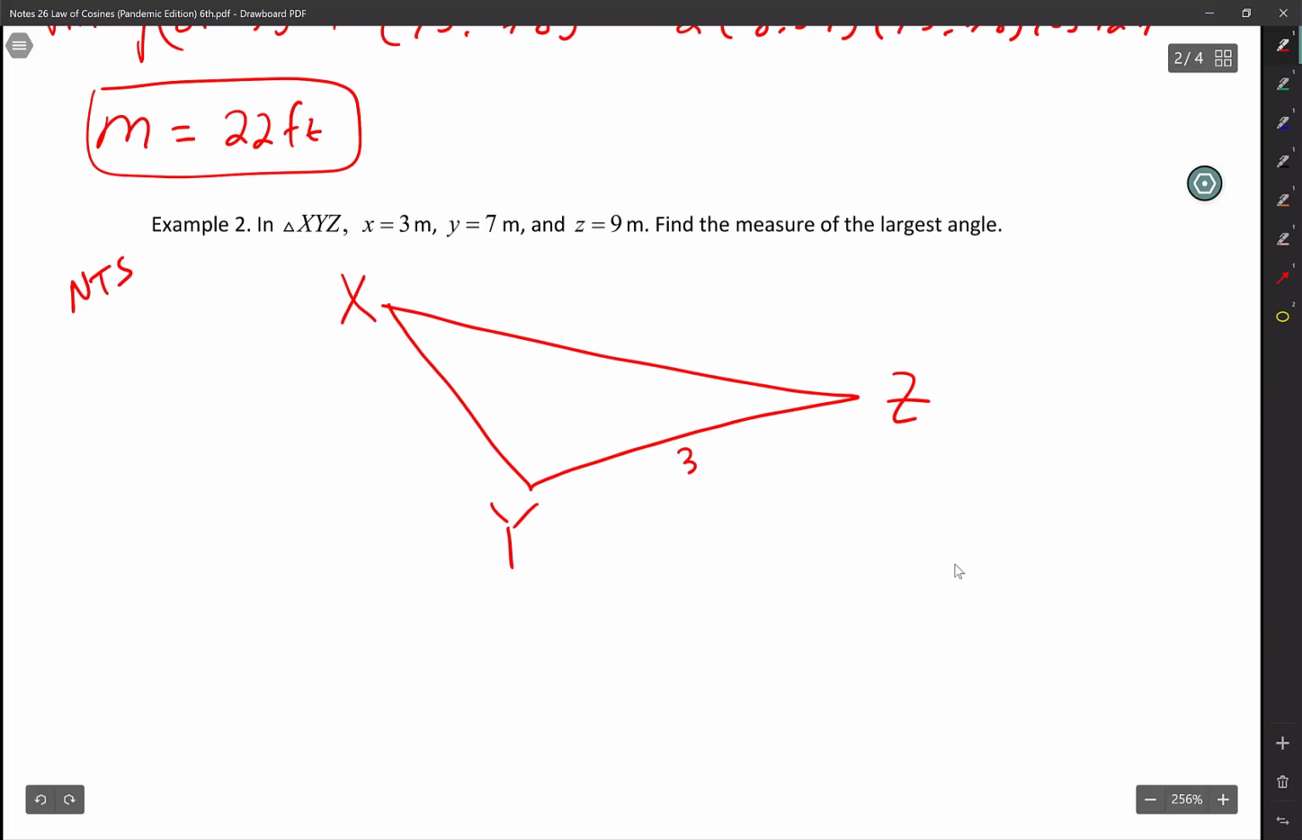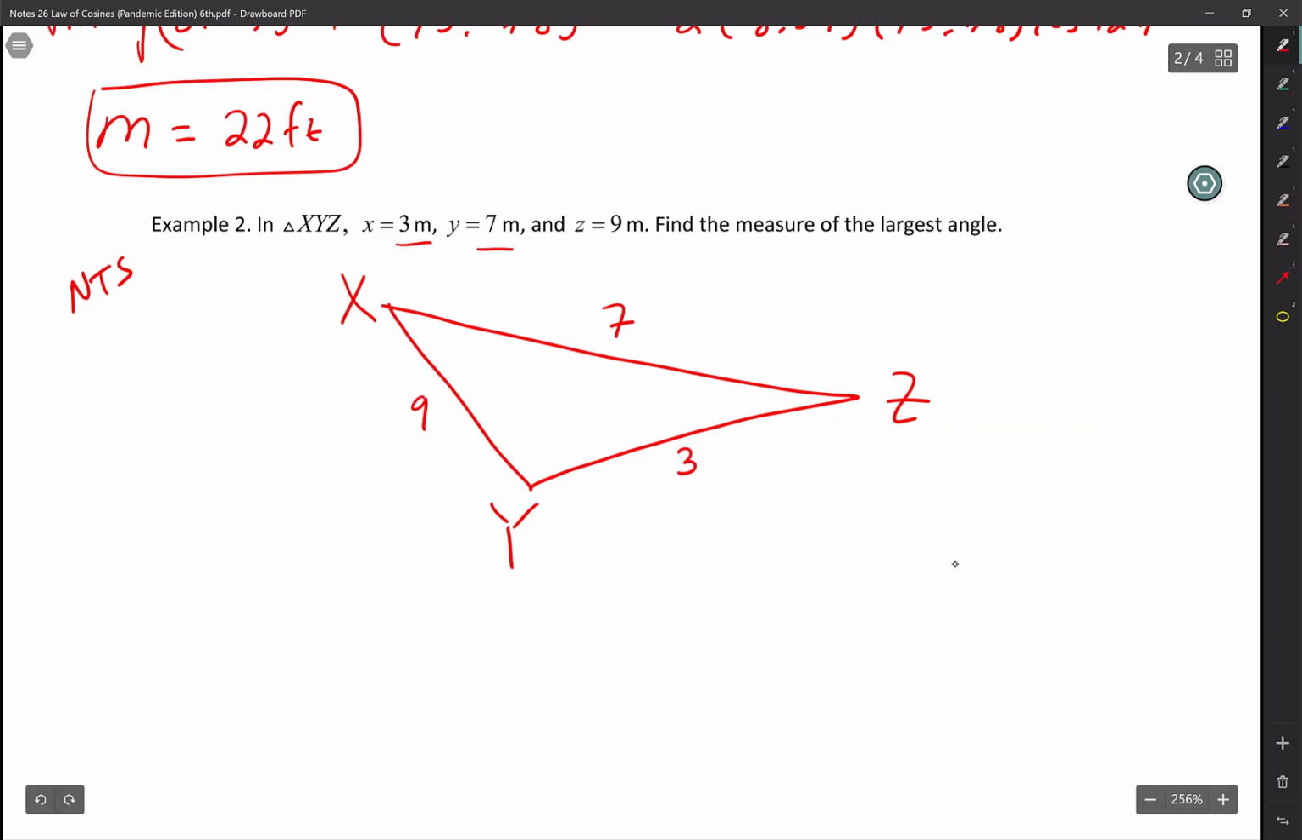This creates little x, that's 3. This creates little y, that is 7. This creates little z, that is 9. Angle Z creates little z. It is not to scale at all, not even remotely close. I know 100% for a fact this is going to be an obtuse triangle just by looking at it. How do you know that?